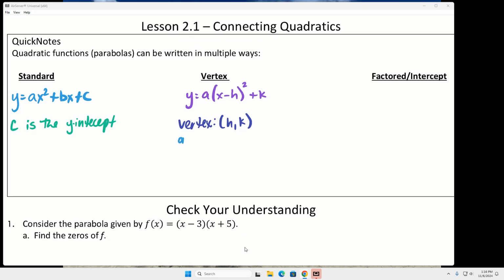All right, I'm also going to throw in the axis of symmetry here. Every parabola is symmetric, so one half is a reflection of the other, reflected over the axis of symmetry, which in all cases is going to be x equals whatever the x coordinate of the vertex is. So x equals whatever that h value is.